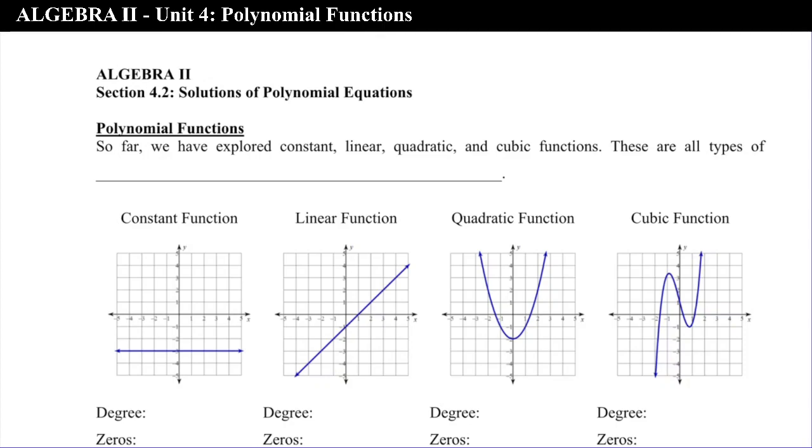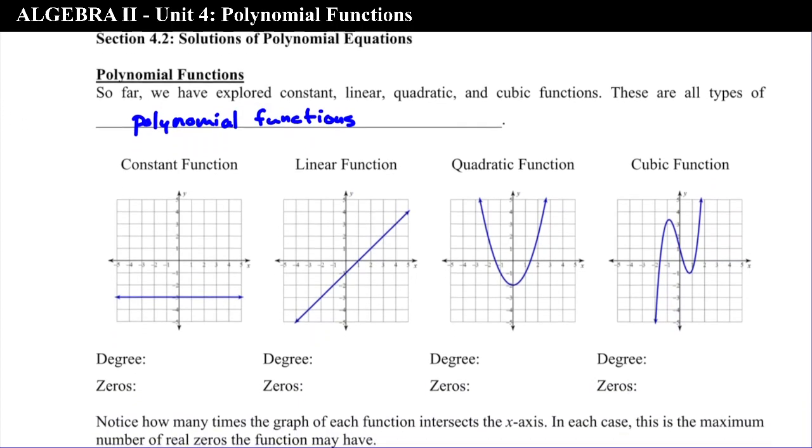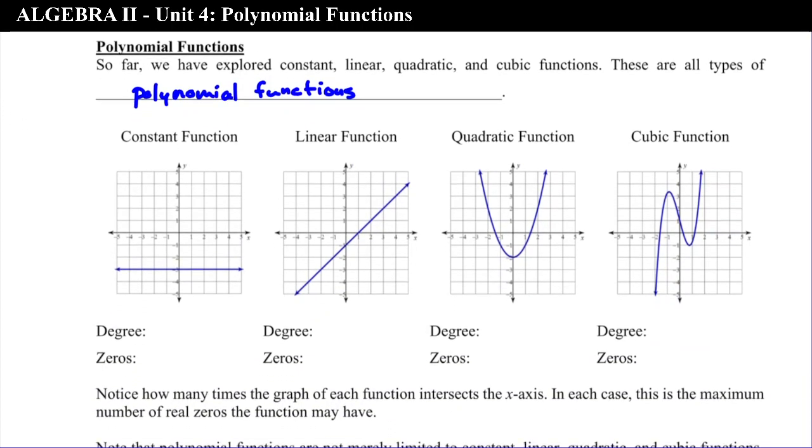So far we have explored constant, linear, quadratic, and cubic functions. These are all types of polynomial functions. We have been working with polynomials for quite a while now. We just haven't quite used the name polynomial functions, at least not exclusively. We've been talking about linear, quadratic, and cubic functions, but these are all types of polynomial functions, and you can see the ones that we've covered so far in this list.